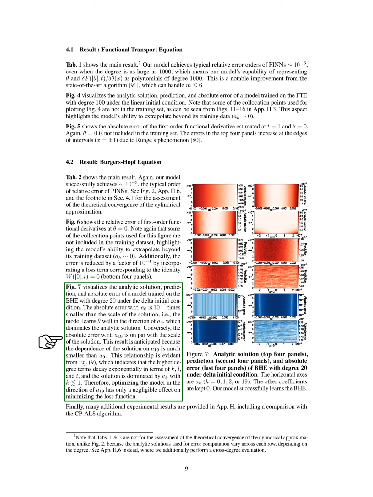In contrast, the absolute error concerning the 19th coefficient is comparable to the solution scale, which we expect since the solution's dependence on this coefficient is much weaker than on the first coefficient. This relationship is clear from our equations, which show that higher degree terms diminish rapidly with respect to certain parameters, and the solution is primarily influenced by coefficients with values close to 1. Thus, optimizing our model for the 19th coefficient has a minimal impact on reducing the loss function.